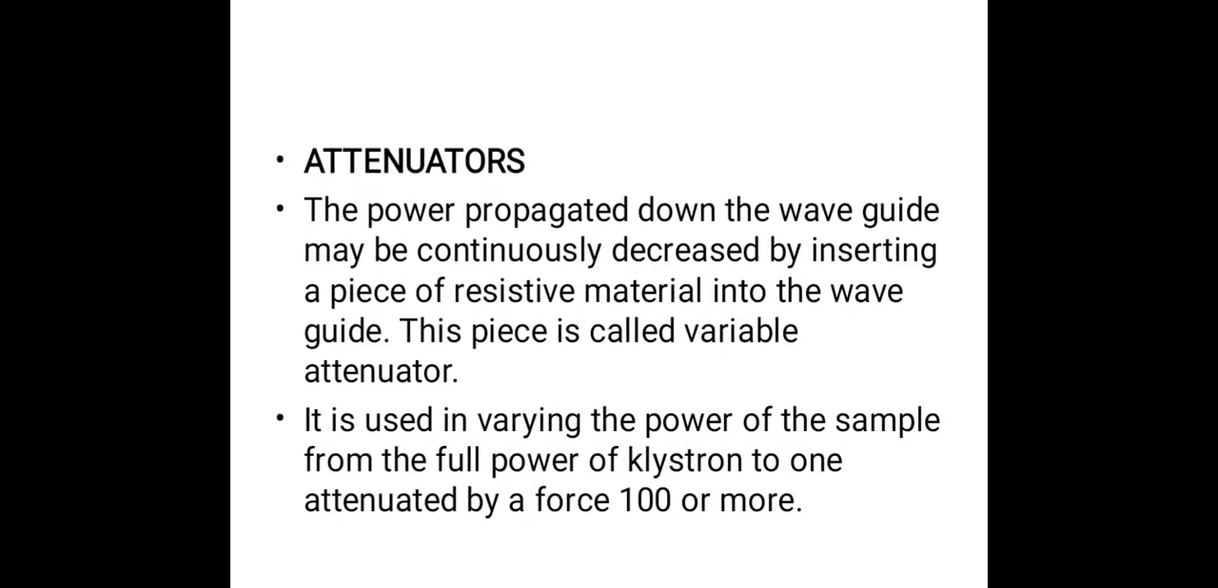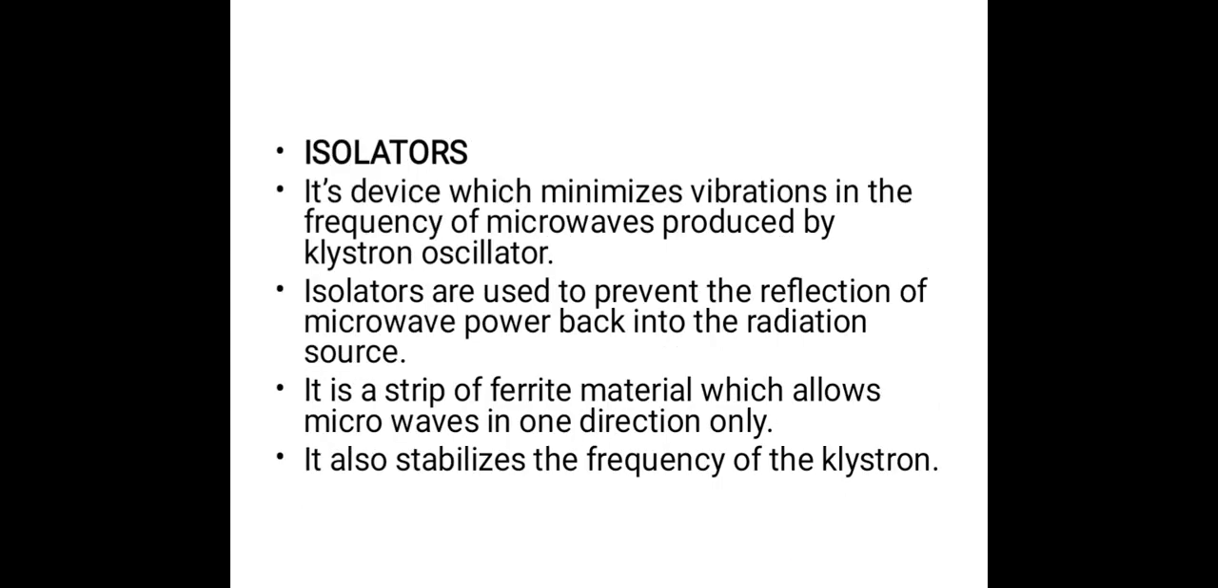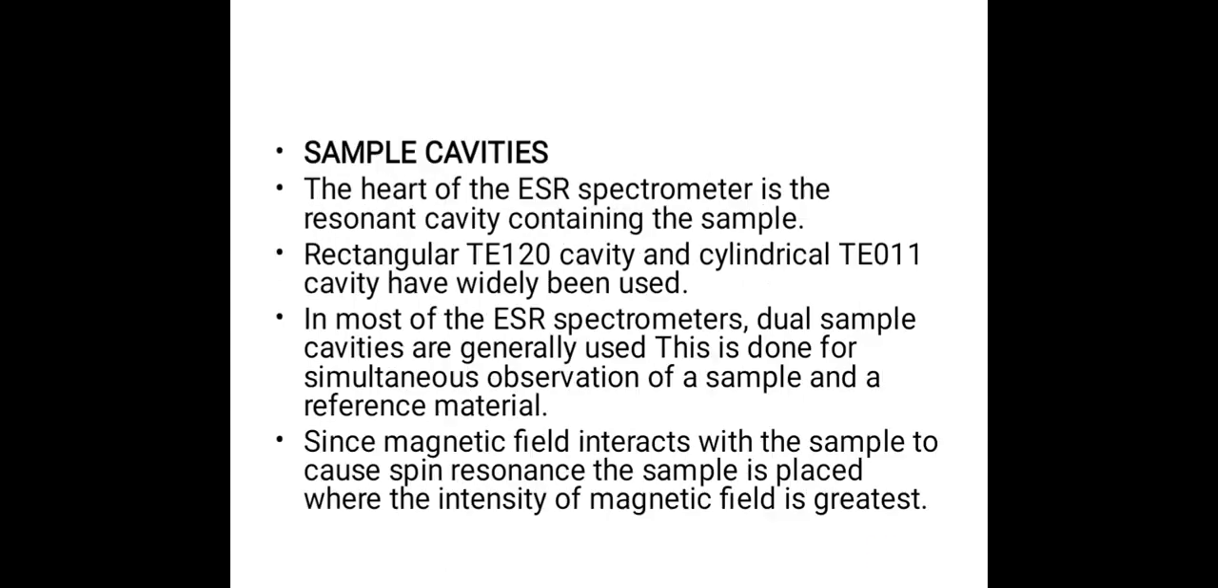Attenuators. The power propagated down the waveguide may be continuously decreased by inserting a piece of resistive material into the waveguide. This piece is called a variable attenuator. It is used in varying the power to the sample from full power of the klystron to one attenuated by a factor of 100 or more. Isolators are used to prevent the reflection of microwave power back into the radiation source. It's a strip of ferrite material which allows microwaves in one direction only. It also stabilizes the frequency of the klystron.